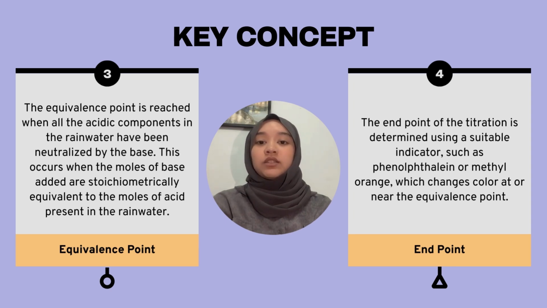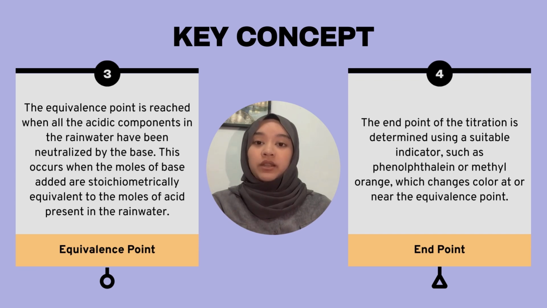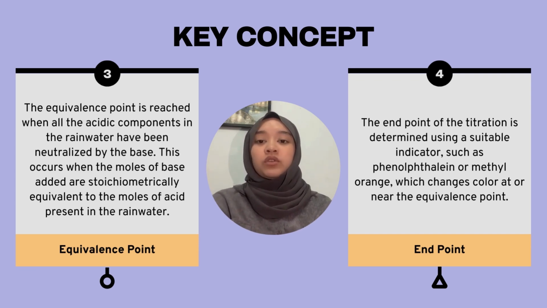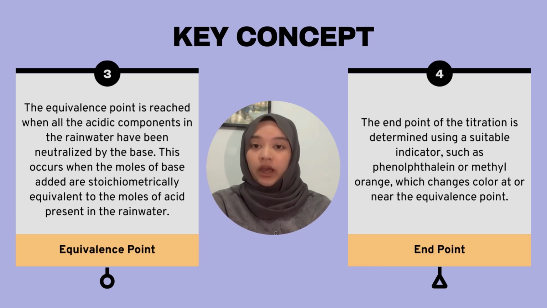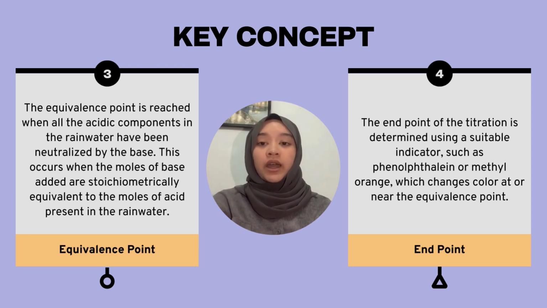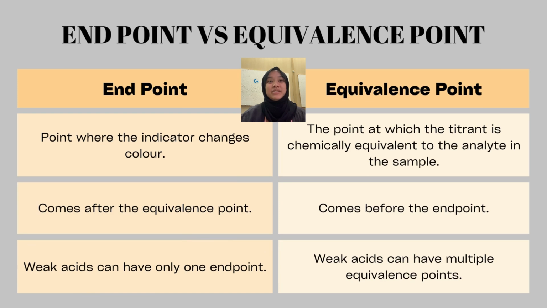The equivalent point is reached when all the acidic components in the rainwater have been neutralized by the base. This occurs when the moles of base added are stoichiometrically equivalent to the moles of acid present in the rainwater. The endpoint of the titration is determined using a suitable indicator such as phenolphthalein or methyl orange, which changes color at or near the equivalent point. This slide shows the endpoint and equivalent point differences.